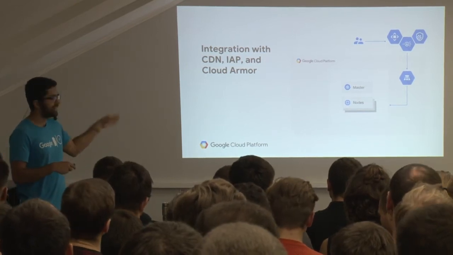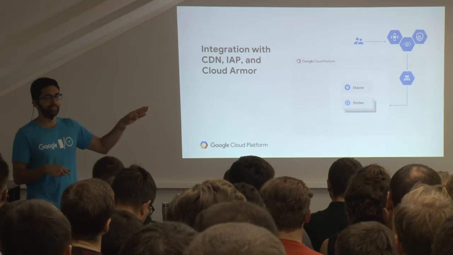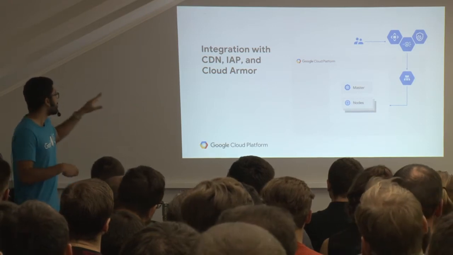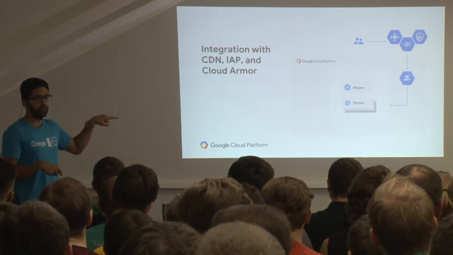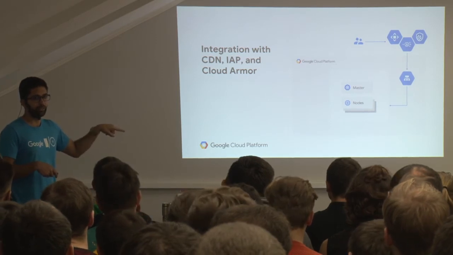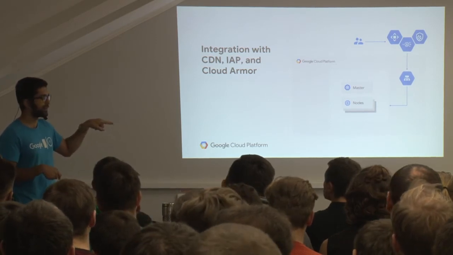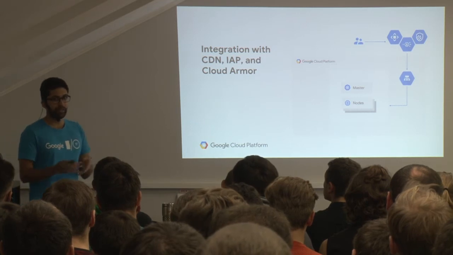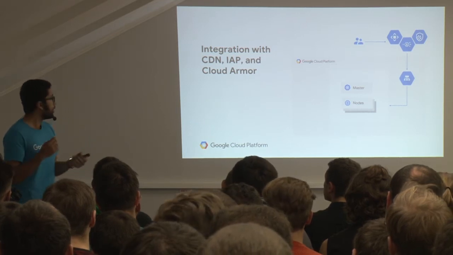IAP, which is the Identity Aware Proxy. How many people even know what that is? Almost no one. Yeah. So IAP is actually what we called BeyondCorp at Google. There's a white paper written about that. Basically, we don't use VPNs to log into the corp network.